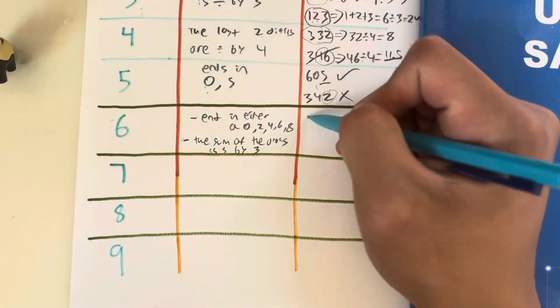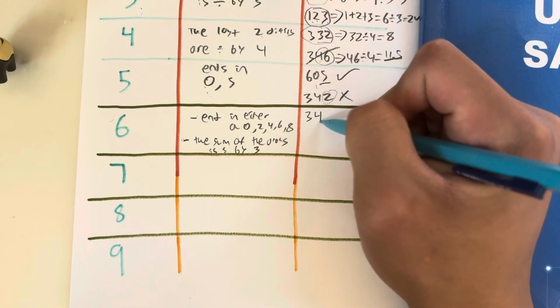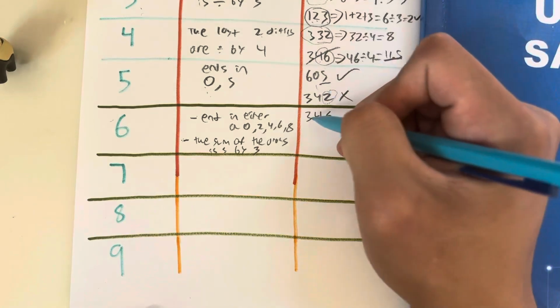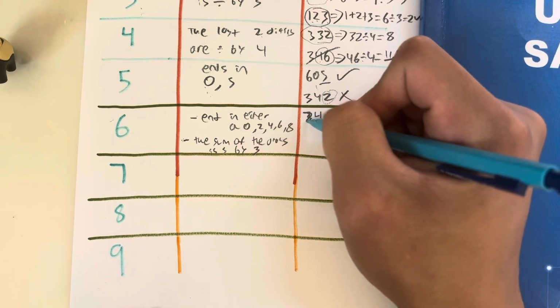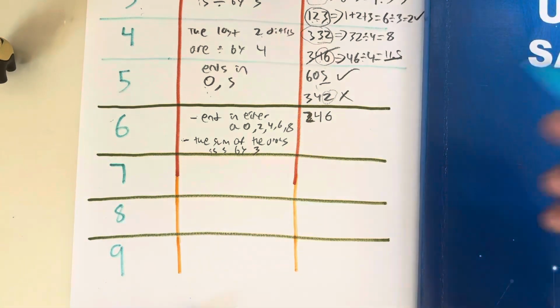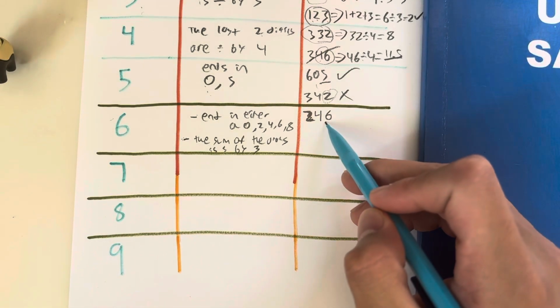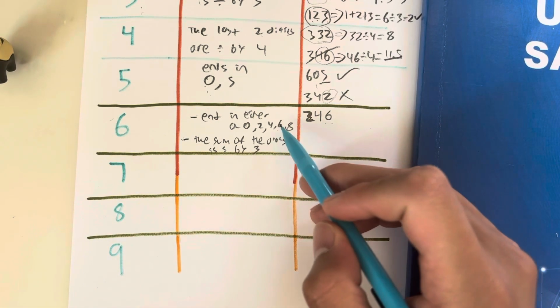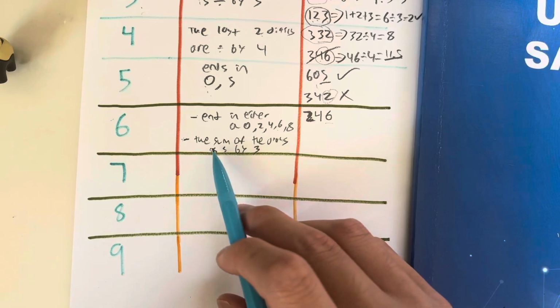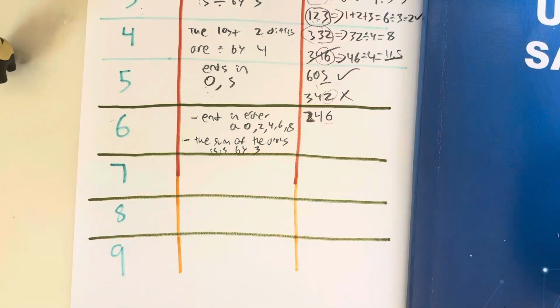Let's just say we have 246. This one's a nicer number. 246. So is it an even number? That number ends in a 6, so that works out for us. So that checks off one of the boxes. Now, is the sum of the digits divisible by 3?